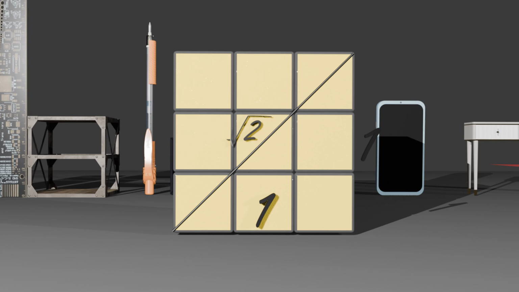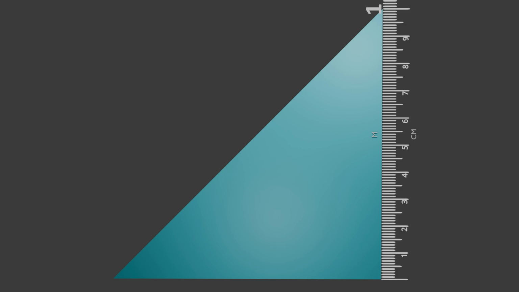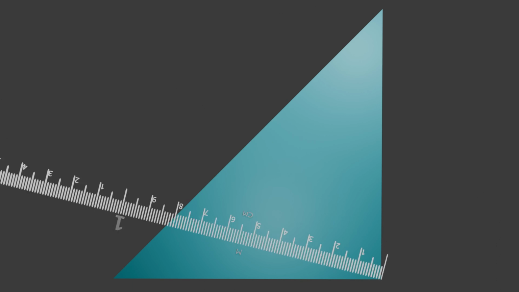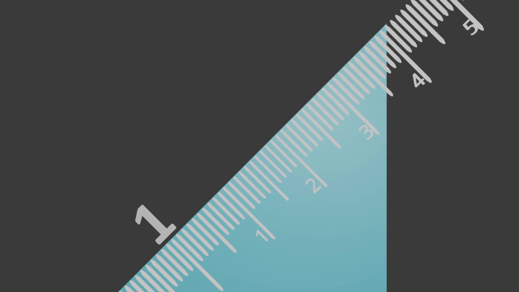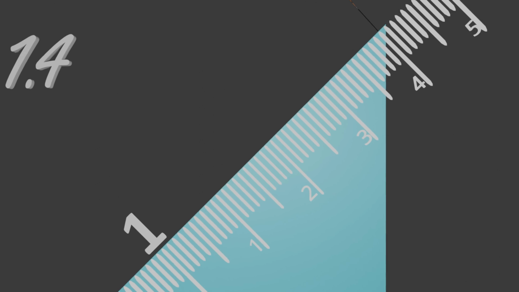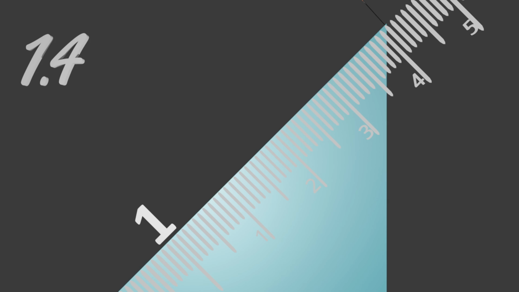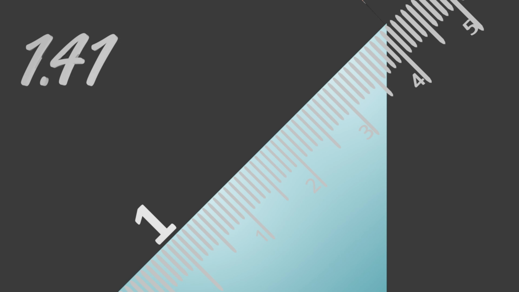Let's see how long √2 is. This is a right angled triangle whose both sides are 1 unit. You can see the diagonal is greater than 1 unit, which is approximately 1.4 units. Here is still some length to be measured. Here we can take 1 unit between 4 and 5 and we get 1.414 units. Still we have some distance to be measured.